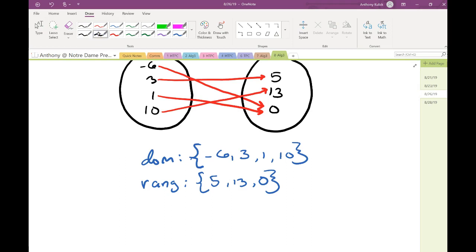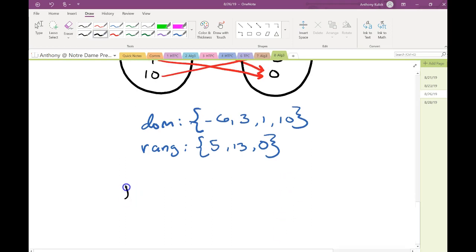Let's do another example. I guess before we do, any questions about this first example? Okay.